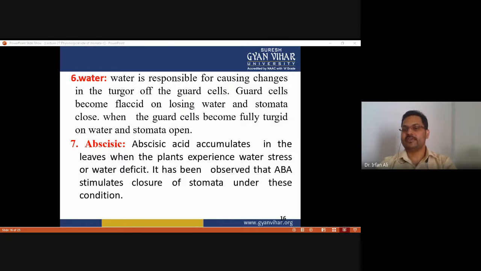Okay, because when there is water stress or a water deficit condition, the guard cell will obviously lose turgor pressure, which leads to the closing of the stomata.